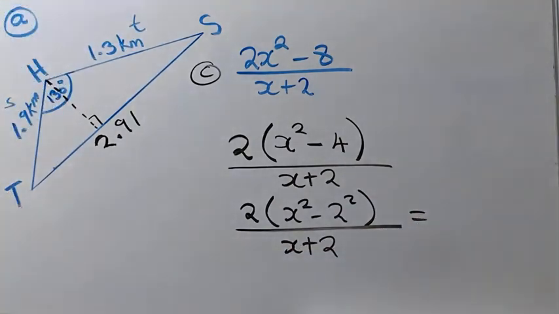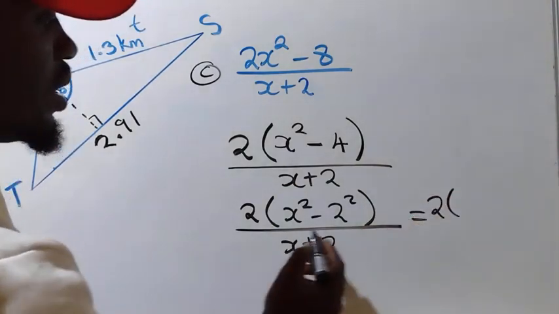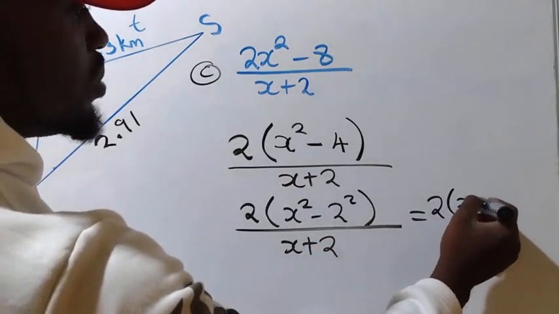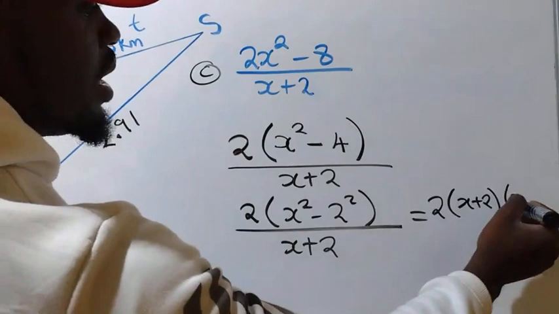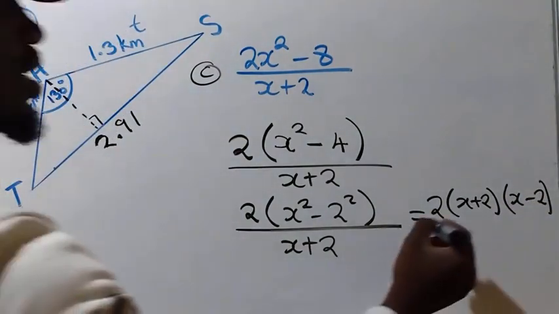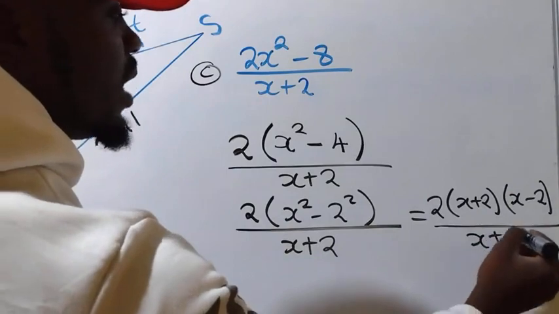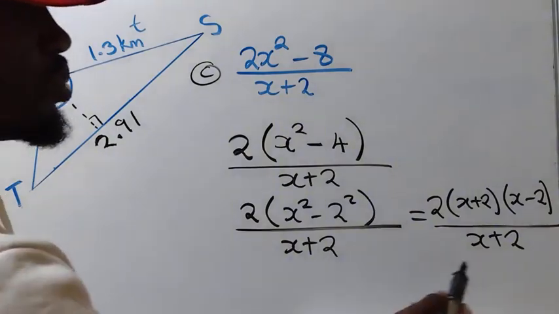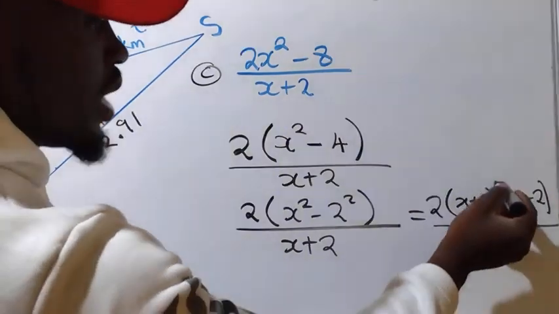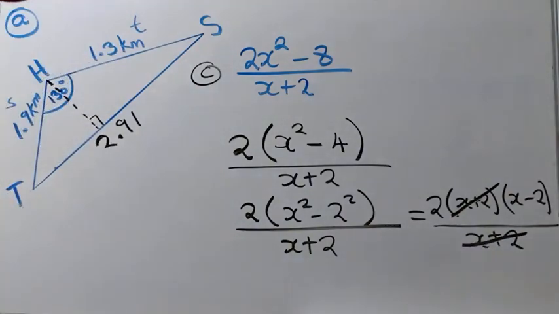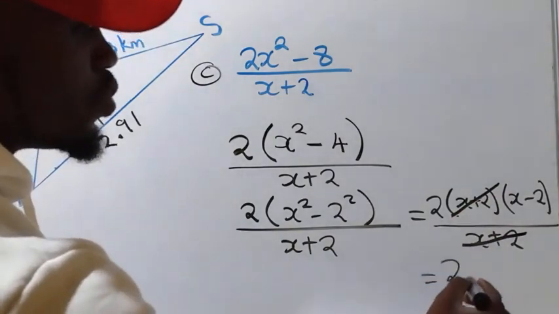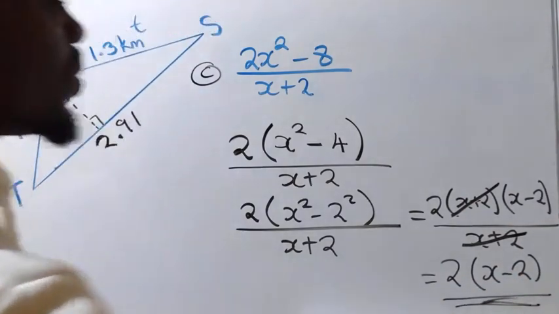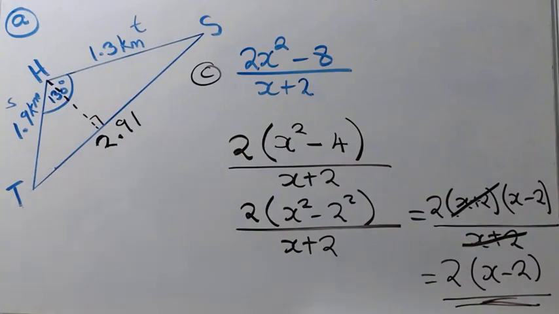So you say 2, open bracket, x squared minus 2 squared. I said this is a difference of 2 squares. So I'm going to say x plus 2, in brackets, again x minus 2, over x plus 2. You can see you have something common on top and at the bottom: x plus 2 and x plus 2. You cancel this and that. You are only going to remain with 2, open bracket, x minus 2. So this is your answer. You have simplified.